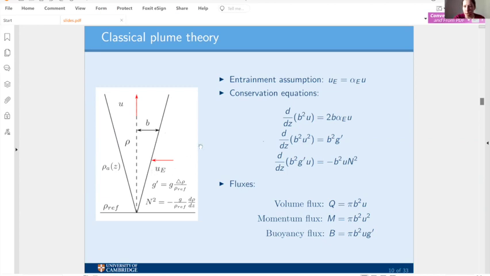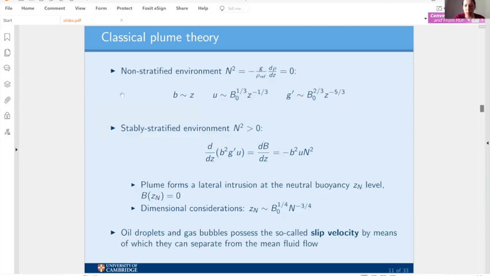Now, if we have a certain set of initial conditions at the plume source, then we can derive a unique solution to the system of differential equations. However, this solution will also depend on the conditions in the ambient fluid surrounding the plume. And we can have different cases here. The first one is when we are talking about a non-stratified environment. By non-stratified environment, I mean that the density of the ambient doesn't vary with height.